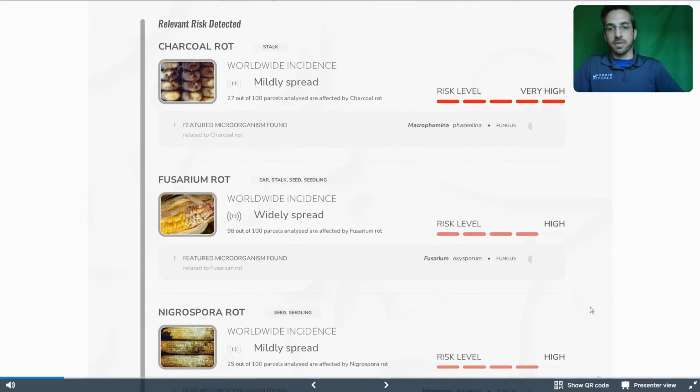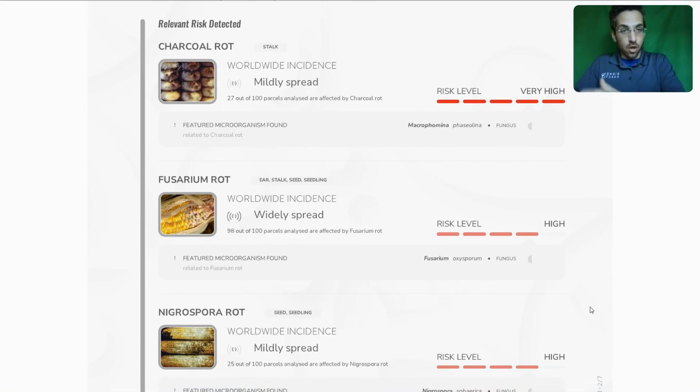So zooming in on this first piece, these are microorganisms that cause economically important diseases in the crop that you have assigned to your report. If the relative abundance of the disease pathogen in your sample is on the high end of what we've observed over the last 11 years in testing soils of that crop, it will be highlighted at a high or very high risk level, and you'll see the detected organism listed.